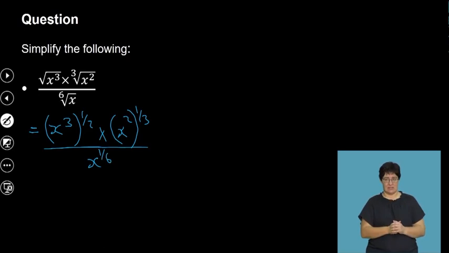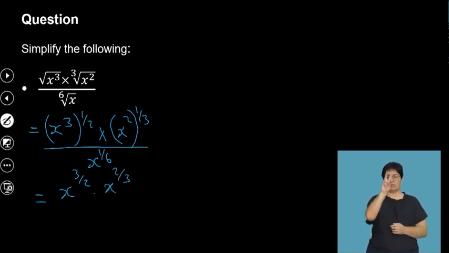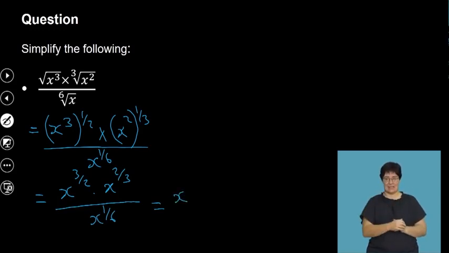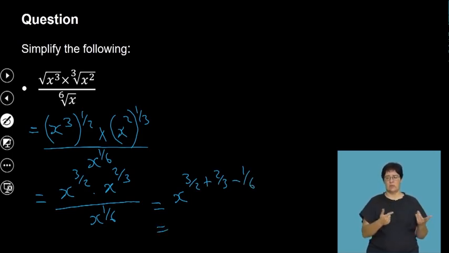And then I'm sure from here you can see what's happening. You just apply your laws of exponents. Firstly, distribute the exponents and then apply the multiplication and division laws. So this becomes x to the exponent of 3 over 2 multiplied by 2 over 3, divided by x to the exponent of 1 over 6. And then lastly, this will be x to the exponent of 3 over 2 plus 2 over 3 minus 1 over 6. And then you can always find what that answer is, right?